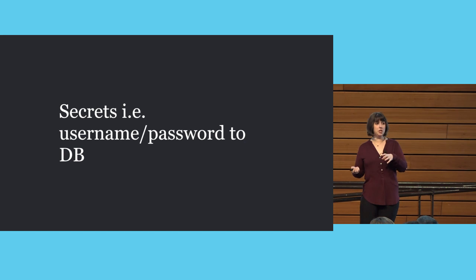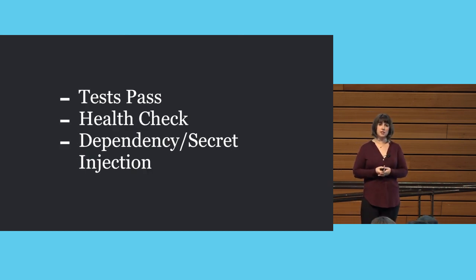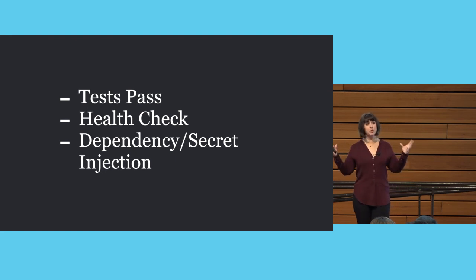If all of your applications are consuming that password from somewhere else, they'll all get updated automatically. And you don't have to worry about going back, changing the code, testing the code, and deploying a fix. It'll just happen on its own. So test passing, health checks, and dependency and secret injection are the three things that the application relies on for determining whether or not a deployment was successful.